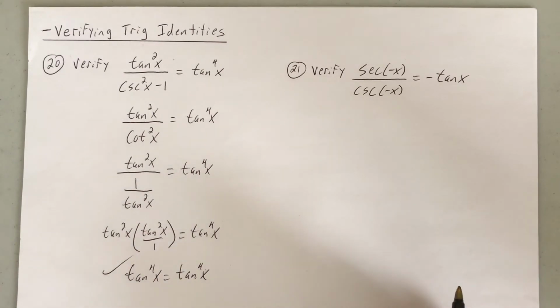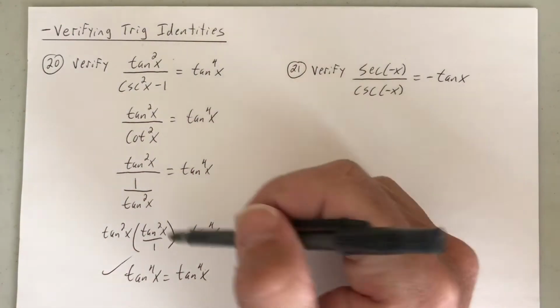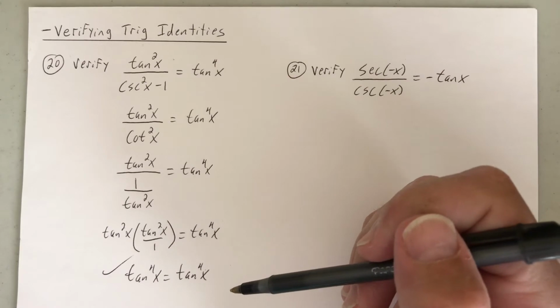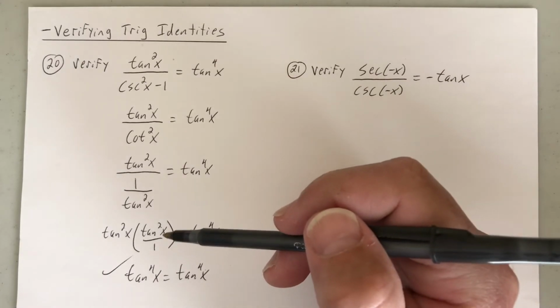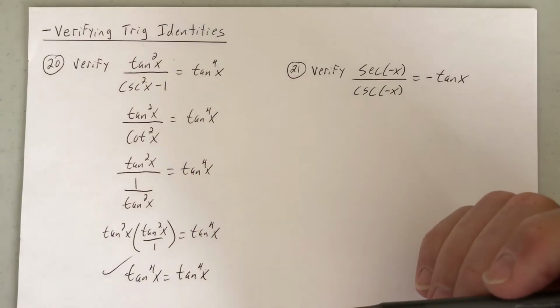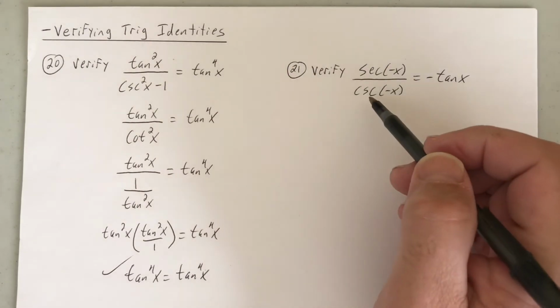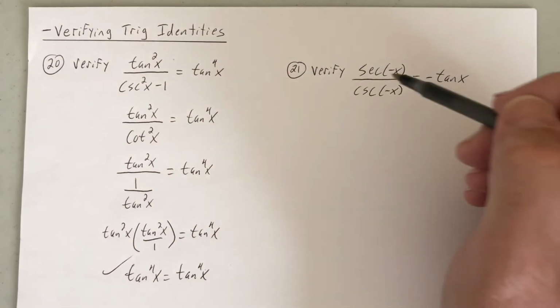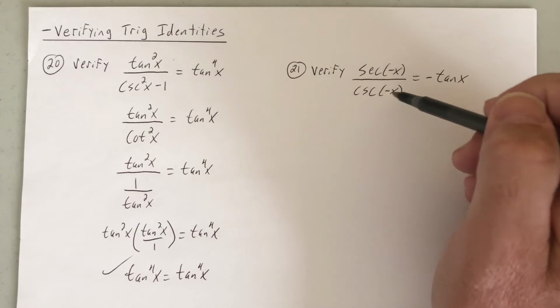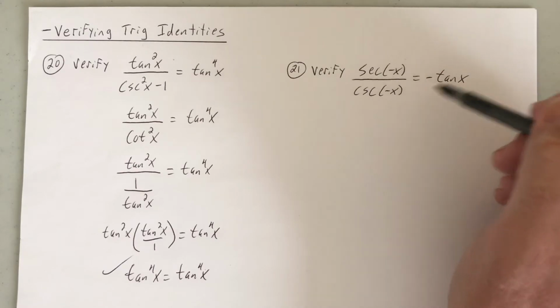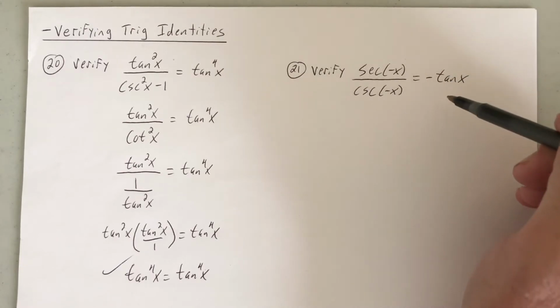We just verified that. Now, it's important to write out all these steps. You can't really skip steps when you're verifying. It's like a proof, so you can't do that. You have to justify everything that you're doing. All right, so let's look at 21 here. We've got secant of negative x times cosecant x, divided by cosecant of negative x, is equal to negative tan of x.